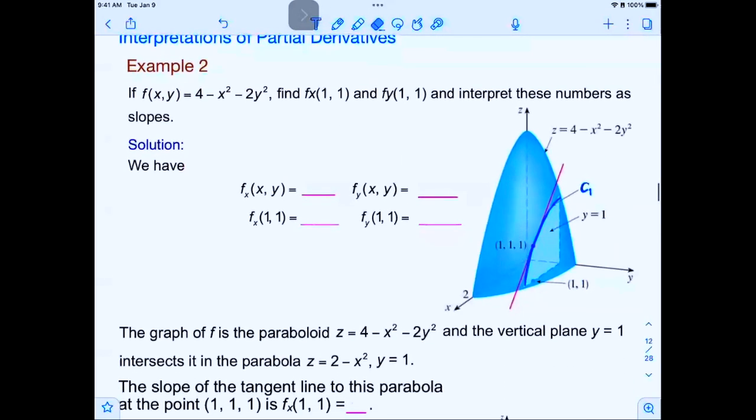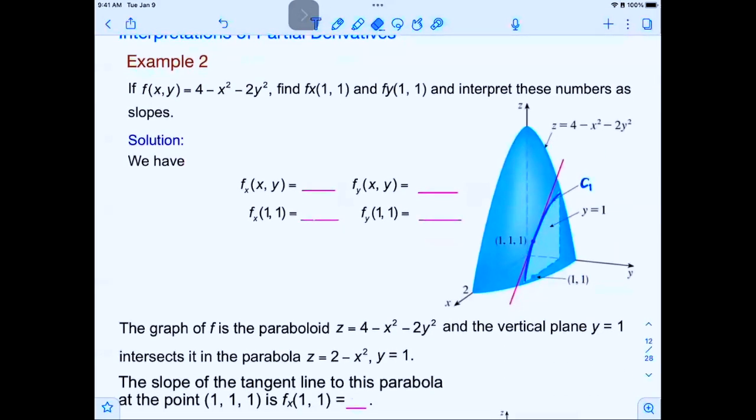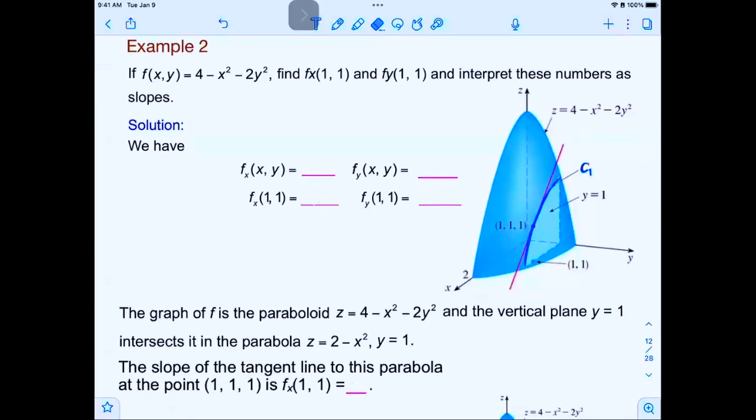Okay, let's try one more example. We have this function and we try to find the partial derivative with respect to x, with respect to y, at (1, 1), and interpret this number as slope. Okay. Can you find the partial derivative of this function with respect to x? You guys try.